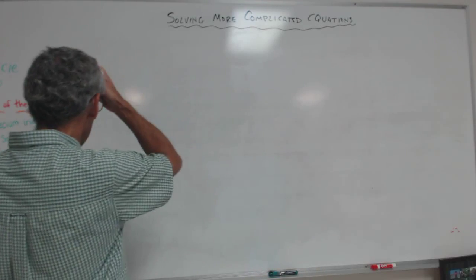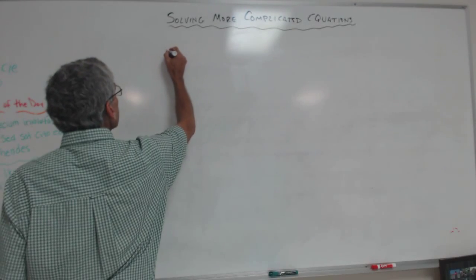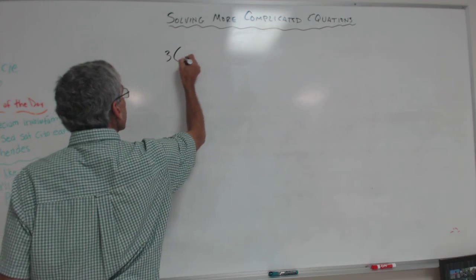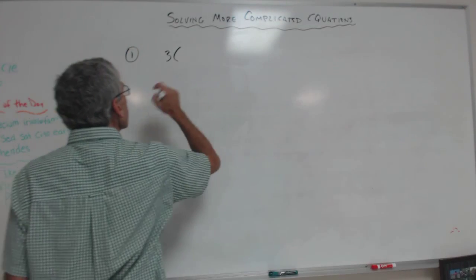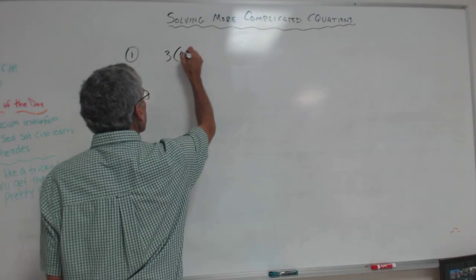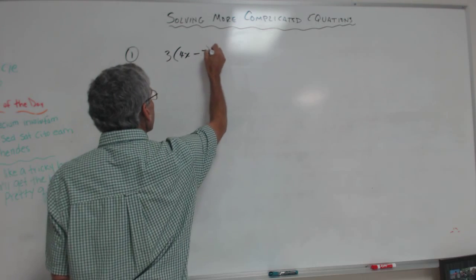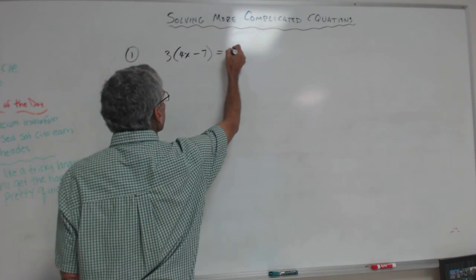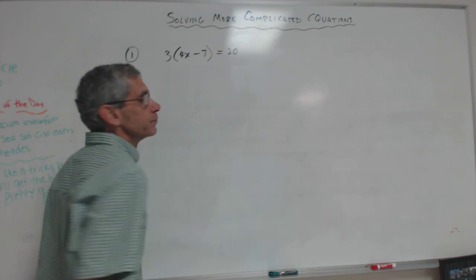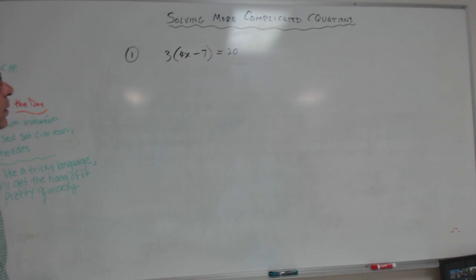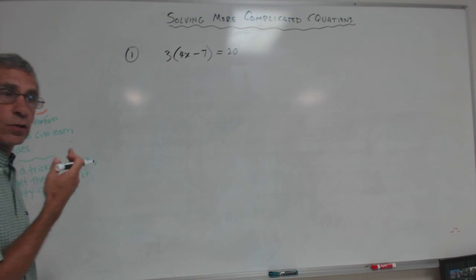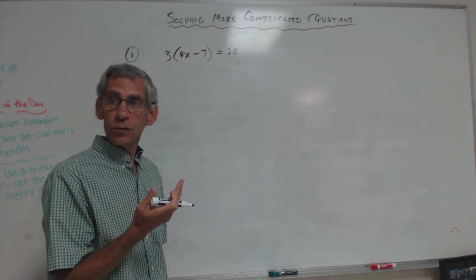And so an example might be, example 1: 3 parentheses 4x minus 7 equals 20. Okay? That's not hard, right? The only difference between this and what we did last night is what? What does it have?